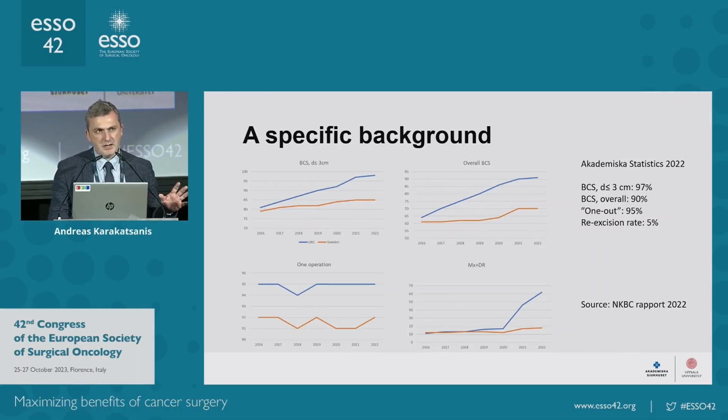So a specific background to understand where we come from. At Akademiska, our profile is that we perform breast conserving surgery in 90% of patients, a number that goes up to 97% for tumors up to 3 centimeters. And the one out, corresponding to the re-excision rate, is the majority of these cases. So our re-excision rate is 5%, which we try to hold on to dearly.